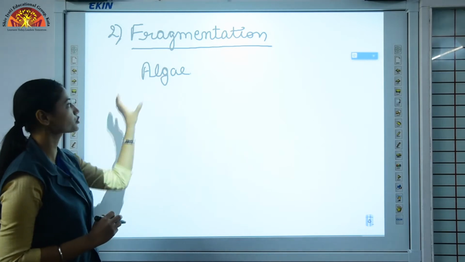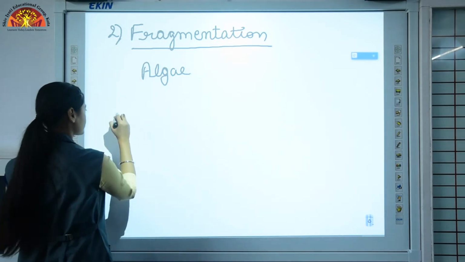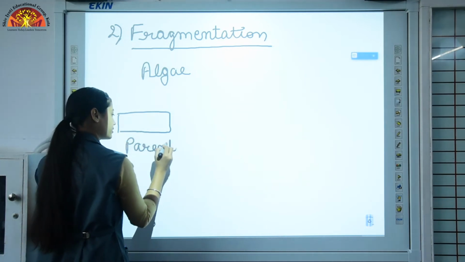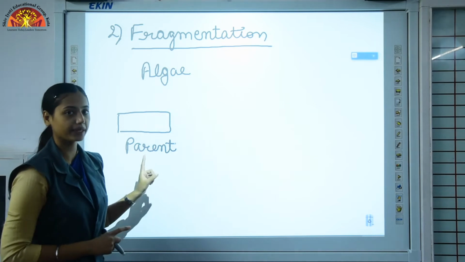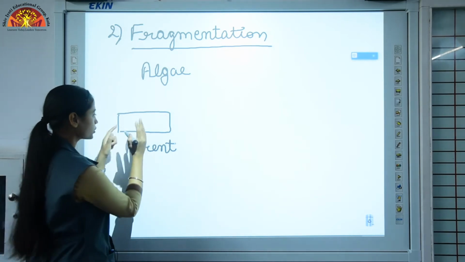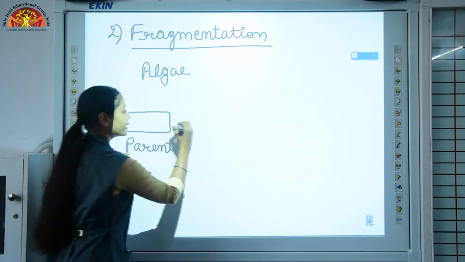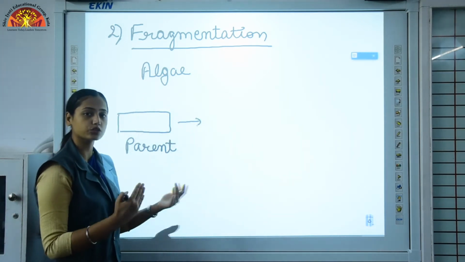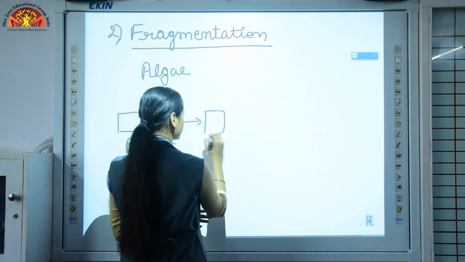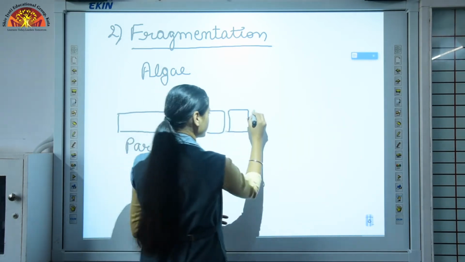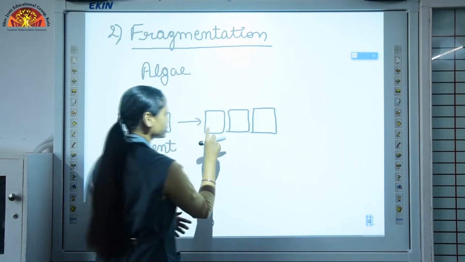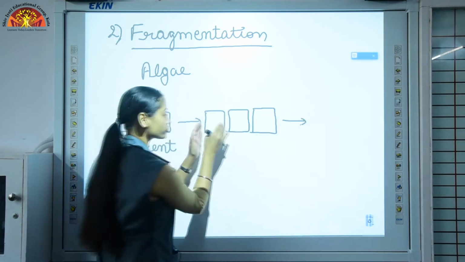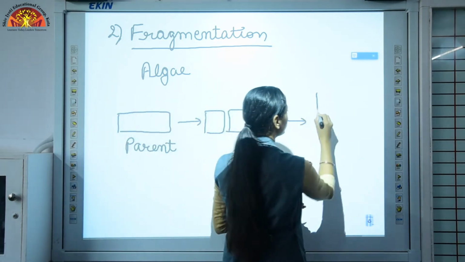Now what happens to the body of algae? Let's say this is the body of algae and it is a parent. It is asexual reproduction, so only one parent is involved. Now to its body it will do what? It will break its body into two or more parts, two or more fragments. Let's say its body is divided into three fragments. Now each fragment will grow into a new individual.